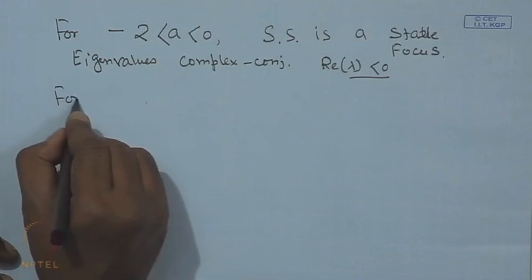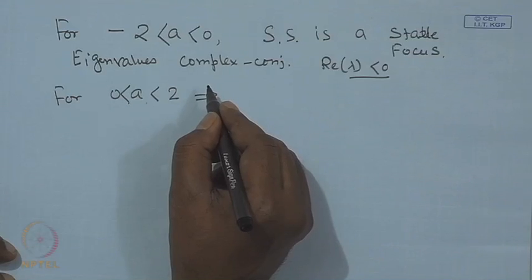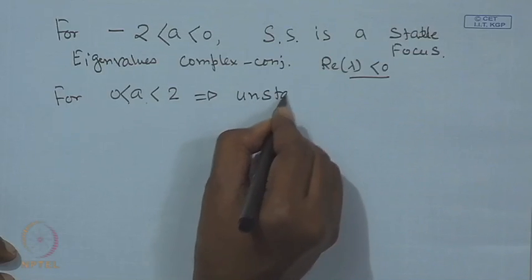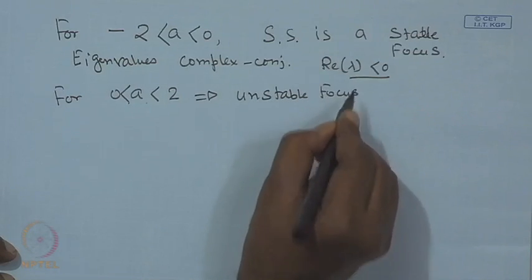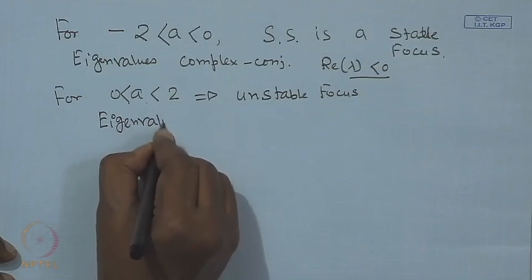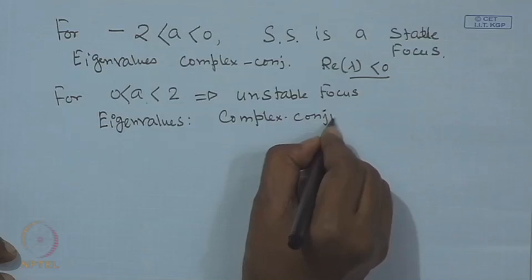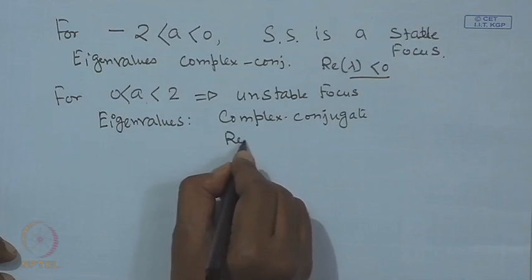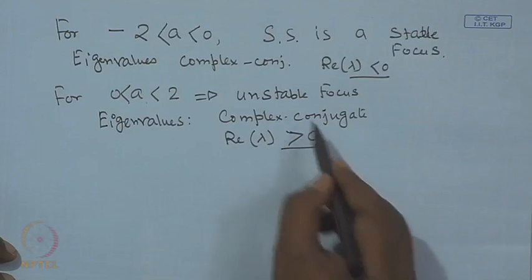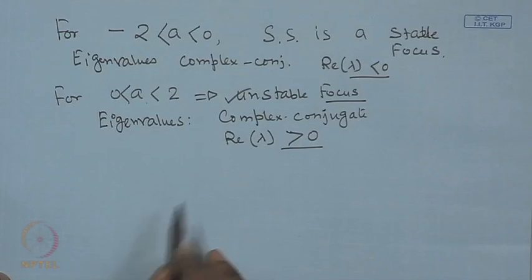For A lying between 0 and plus 2, we will have an unstable focus, because in this case the eigenvalues will again be complex conjugate, but the real part of the eigenvalues will be greater than 0. So, therefore, you will have a focus, but that focus will be an unstable focus because the real part of the eigenvalues is greater than 0.